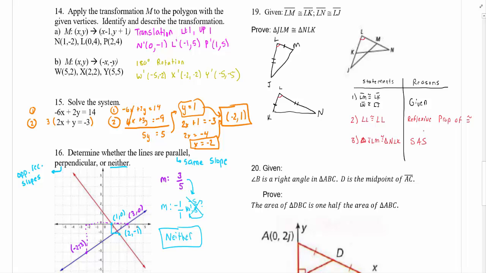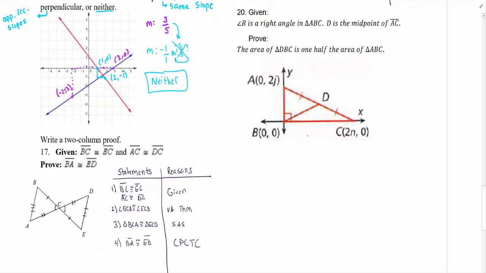So there are some pretty quick, simple proofs. Hopefully you're doing well with those and you can do them on your own. Then we're going to go down to number 20, our last one. This one gives you a figure, and we're going to prove it more algebraically. B is a right angle, D is the midpoint of AC.